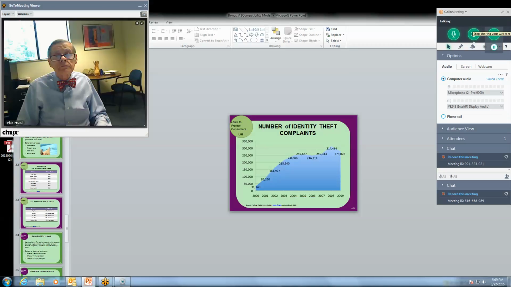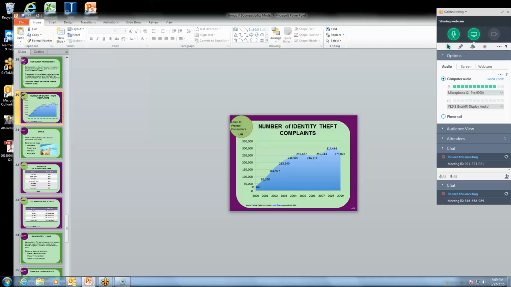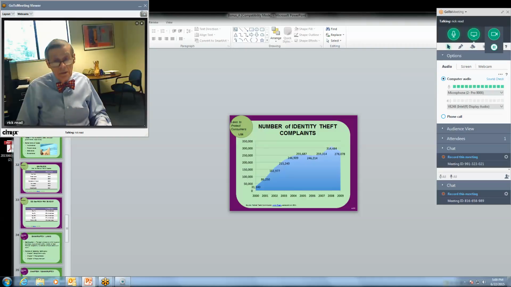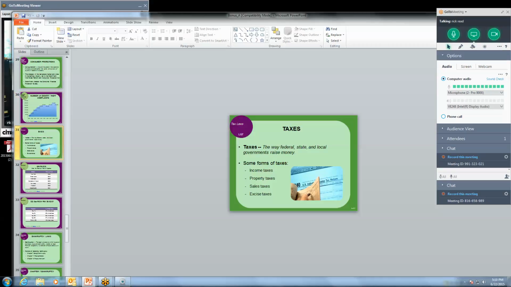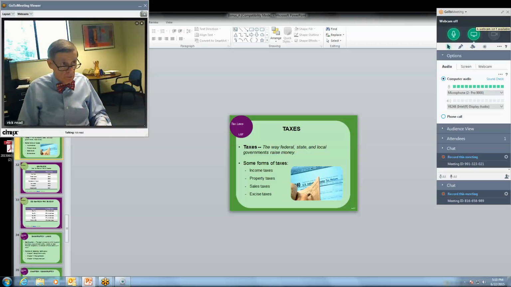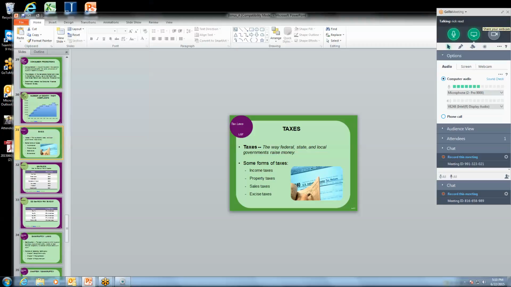This is identity theft. I'm not going to spend a lot of time on that. It's just what I like to refer to as a gee whiz slide. Not to say that's not important. It is important, but we're not going to spend any amount of time on it.